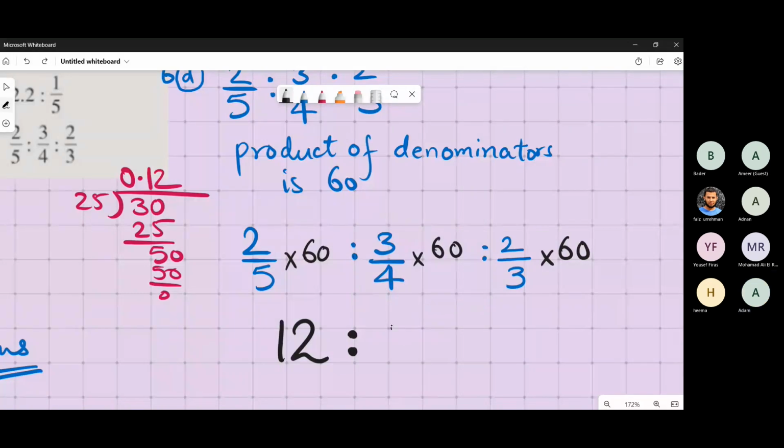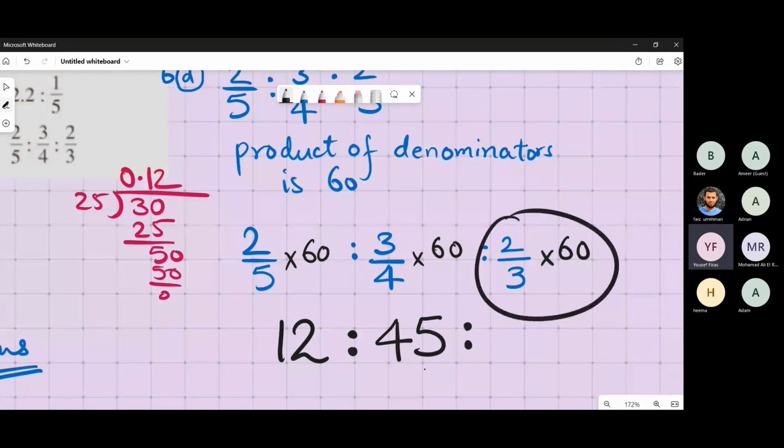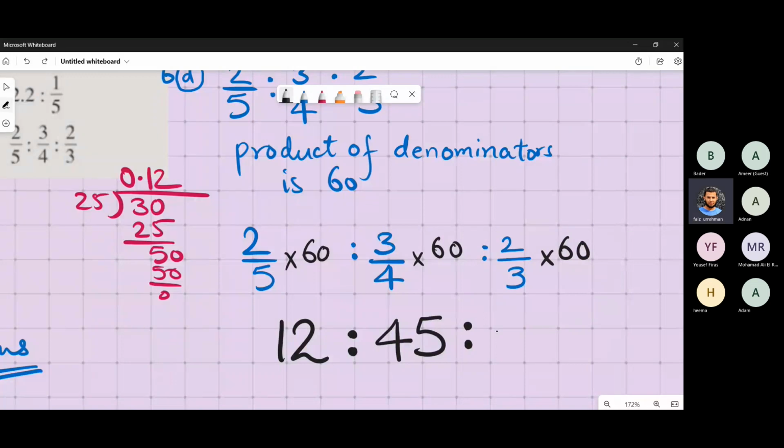45. Okay, who is going to tell me the last one? Yusuf, come here. We're going to simplify 3 by 60, which will be 2 over 1 multiply 20, and then it'll be 40. 40. Very good.